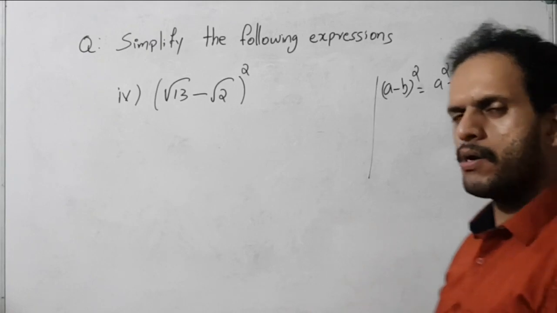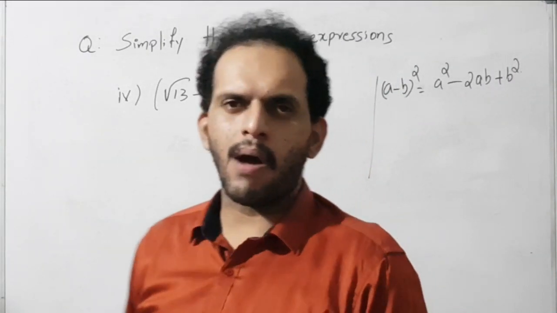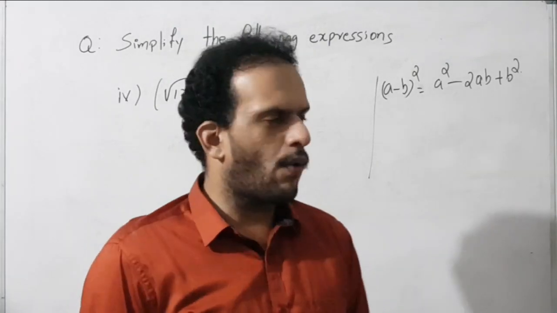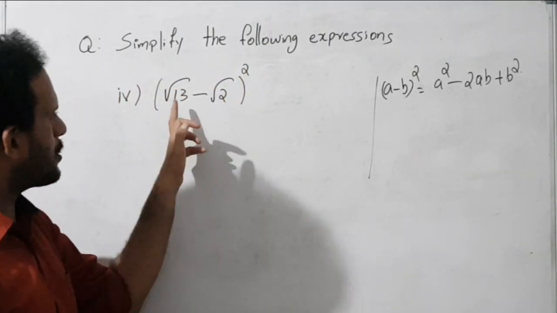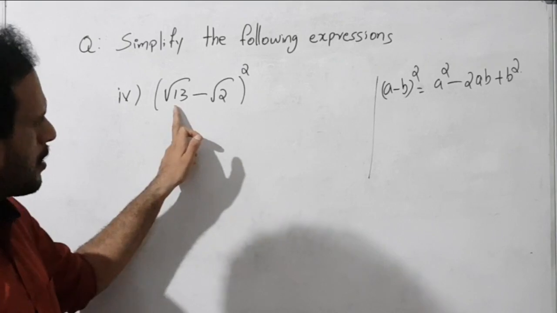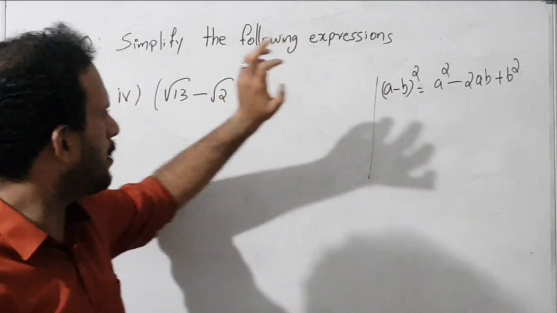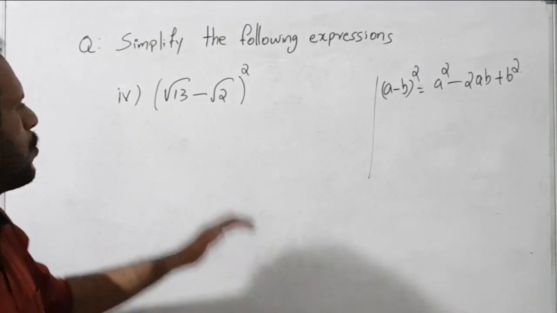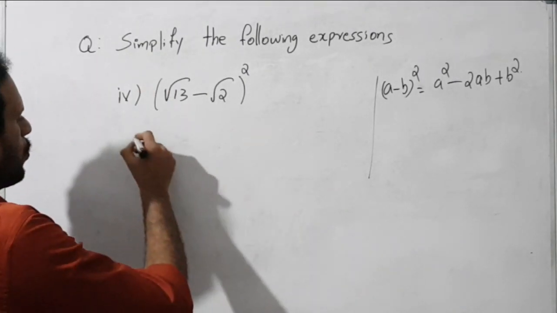A minus b whole square is equal to a square minus 2ab plus b square. Correct? Then what is a here? The a is root 13. What is b here? The b is root 2. Correct? So, how do we apply the law?